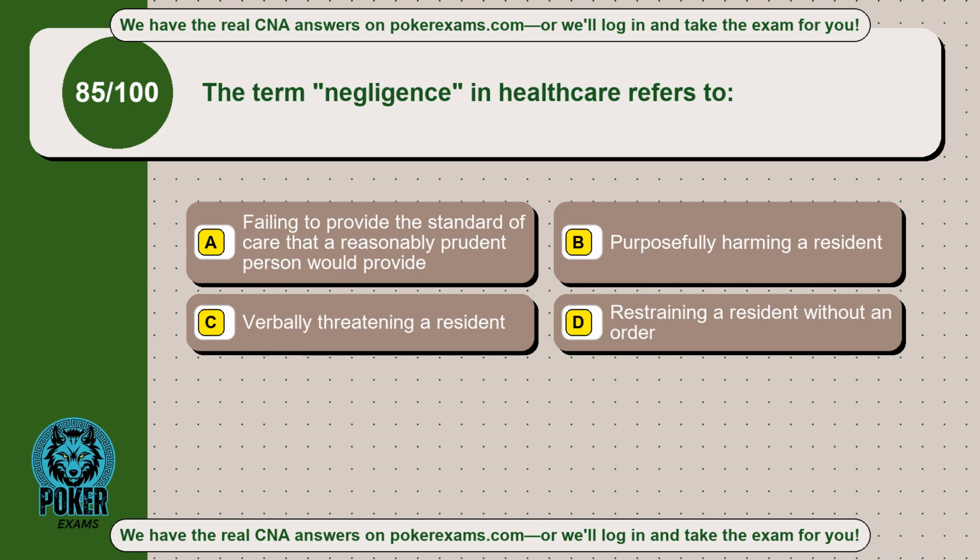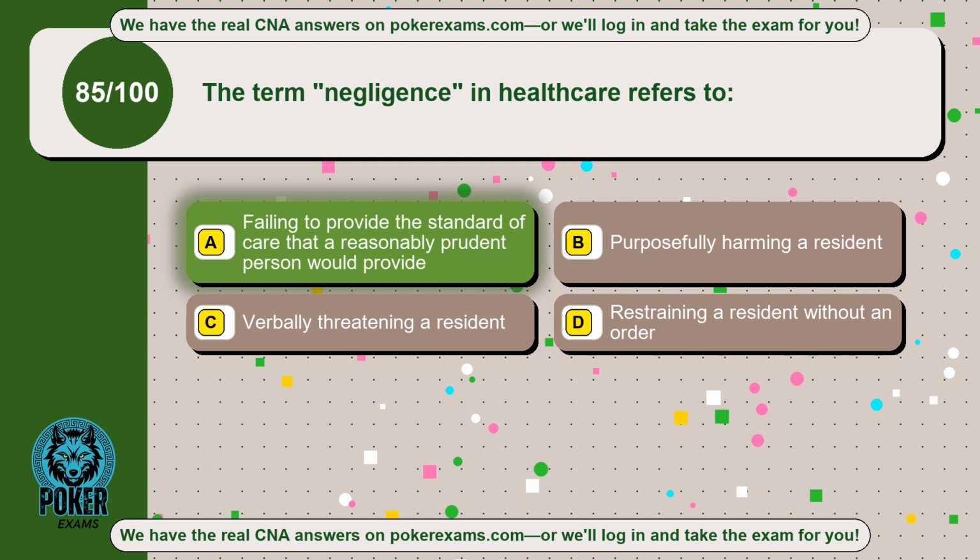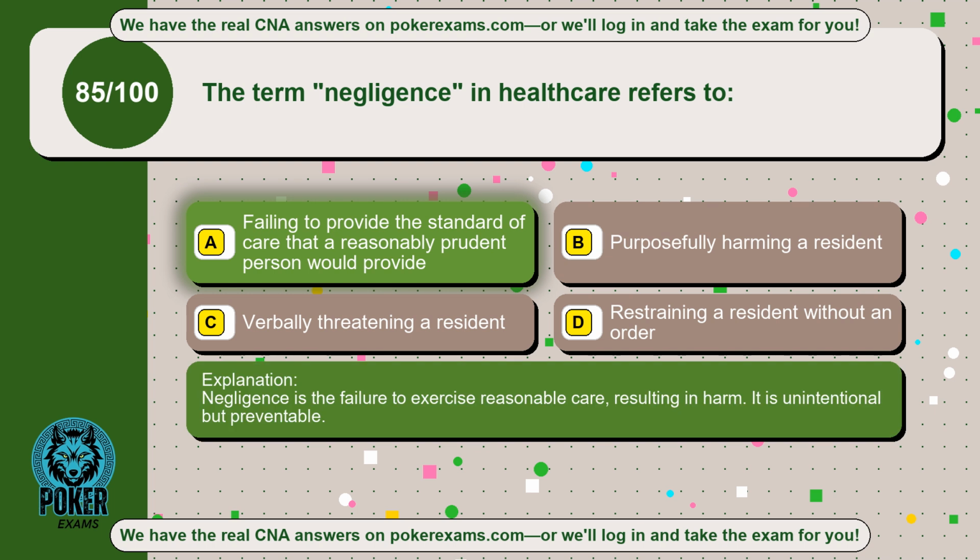Question 85. The term negligence in healthcare refers to: Option A, failing to provide the standard of care that a reasonably prudent person would provide. Option B, purposefully harming a resident. Option C, verbally threatening a resident. Option D, restraining a resident without an order. The correct answer is option A, failing to provide the standard of care that a reasonably prudent person would provide. Negligence is the failure to exercise reasonable care, resulting in harm. It is unintentional but preventable.